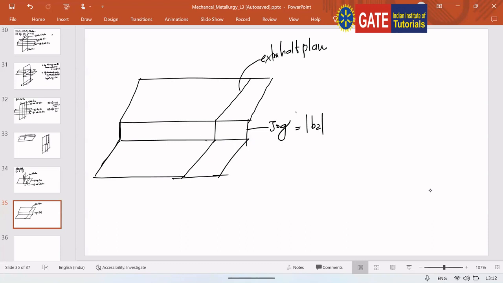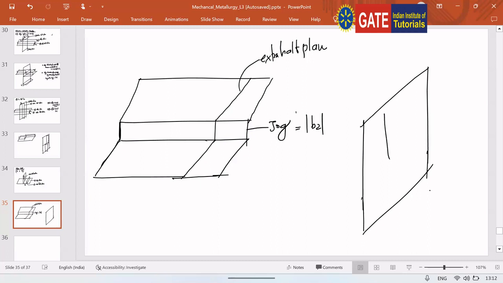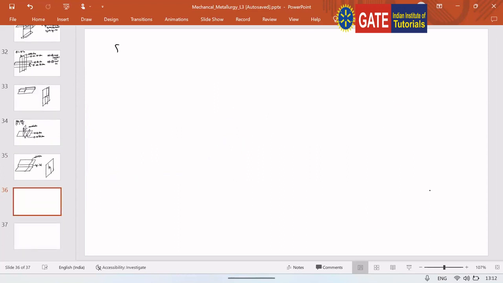And for the kink, this is your second slip plane. Basically, this is what it kinks, and this magnitude is B1. That is what I have explained, but just written in the form of the figure. Write down next: screw dislocation. When we have screw dislocation.